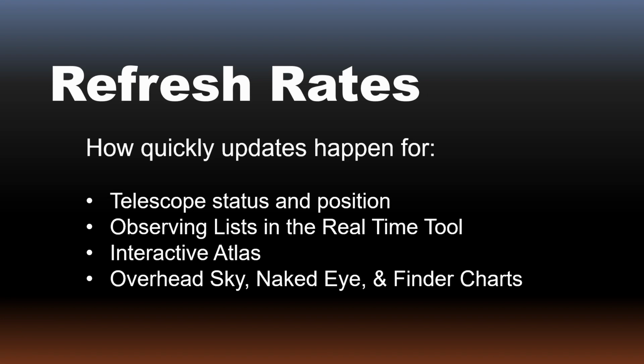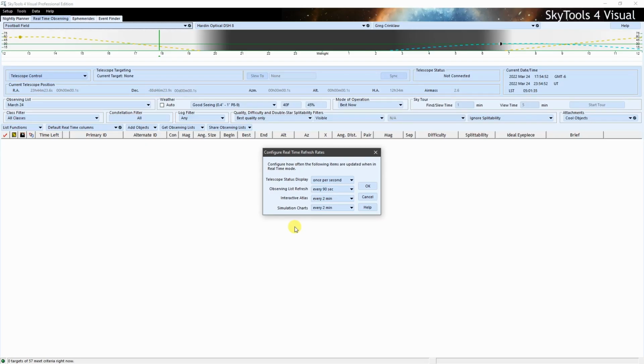The real-time tool follows the current time. To do this, it periodically refreshes the telescope status, the data in the observing list, and any charts that are open, to keep everything up to date. This dialog controls how often these things are updated.